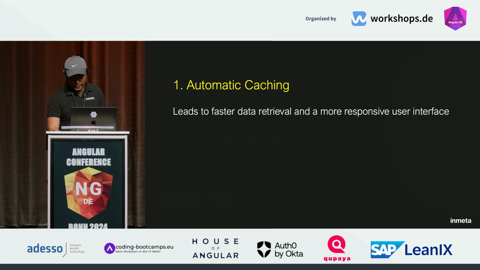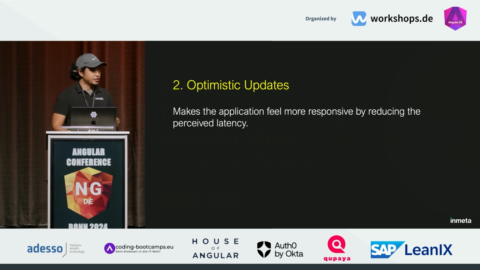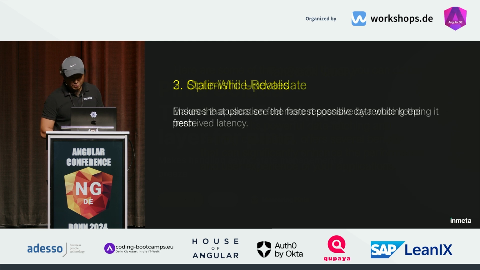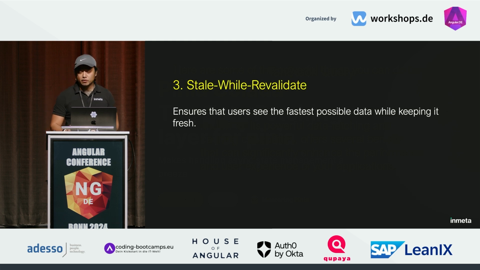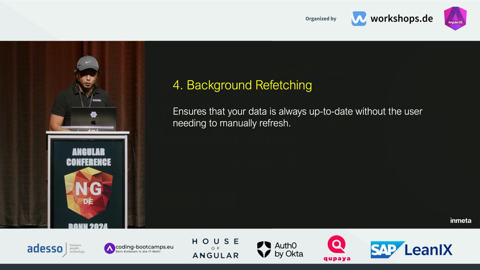Automatic caching, optimistic updates, everyone knows that. Stale-while-revalidate, or SWR. Your state in the UI is still available even when the data is not fresh anymore, but it is being updated in the background. So that's stale-while-revalidate. I mentioned being updated in the background. That's background refetching.